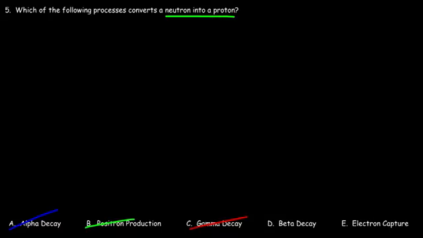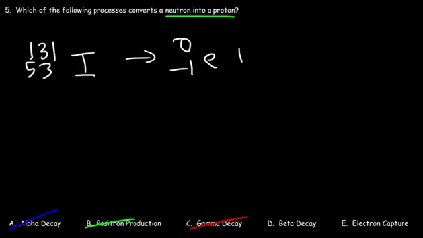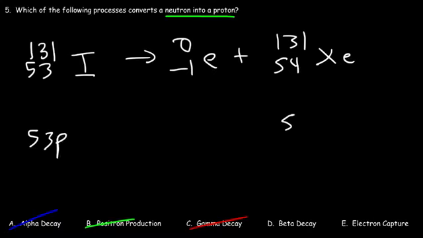Now let's talk about beta decay. And I'm going to use iodine-131. When it undergoes beta decay, as mentioned before, it's going to give us xenon. So iodine has 53 protons, xenon has 54 protons. And then 131 minus 53, that's 78 neutrons. And 131 minus 54 is 77 neutrons.